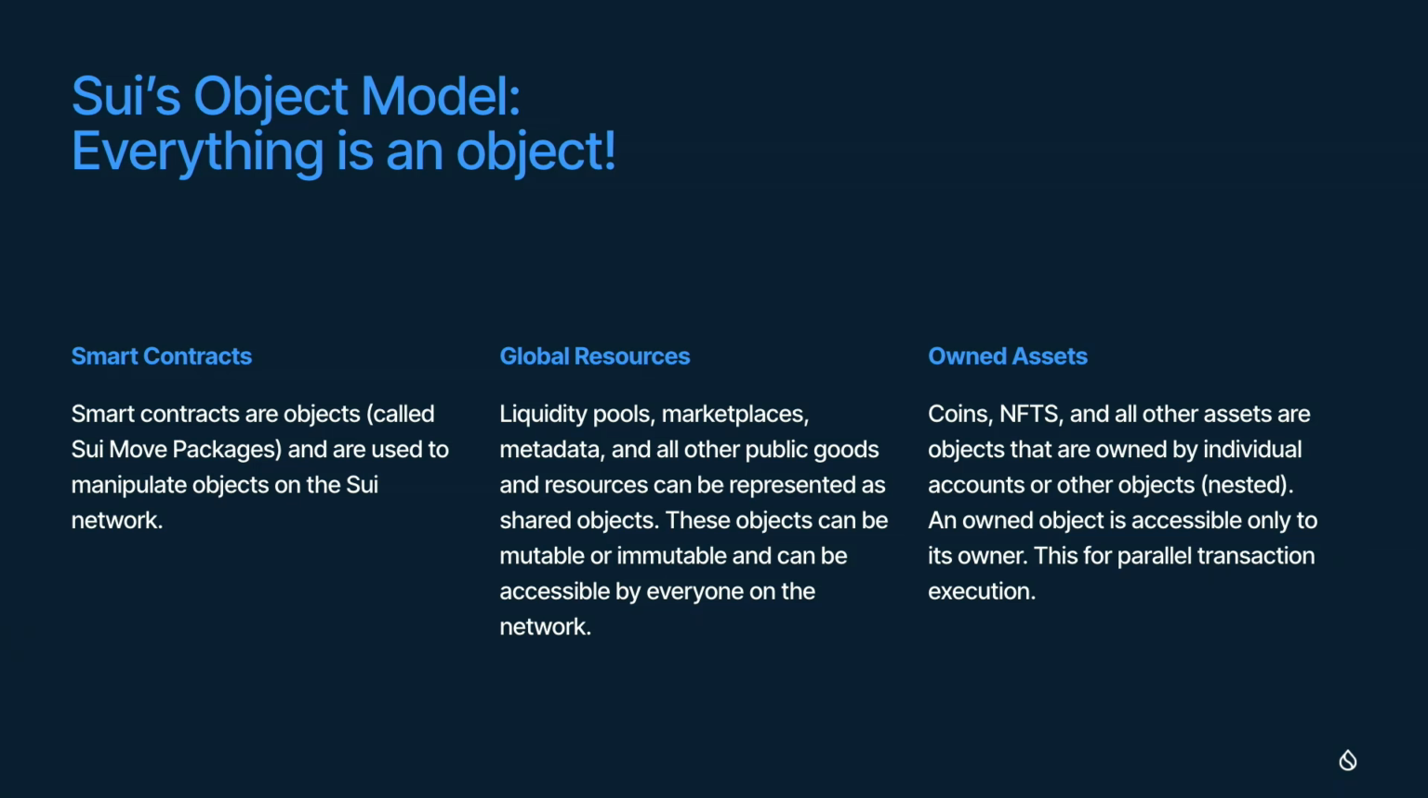And also, objects can own objects as well. You can have nested objects on SWE. That's kind of how a liquidity pool works. A liquidity pool is a shared object that can have coins in it as a nested object. And it's important to note that because owned objects can only be touched by that account, you can parallelize these transactions, which is one of the reasons why SWE is so performant.